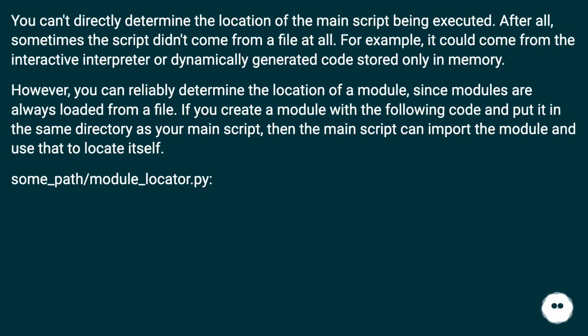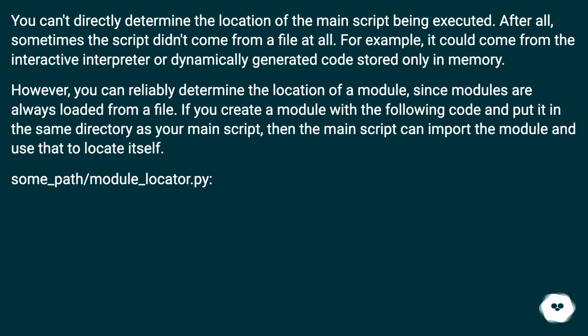You can't directly determine the location of the main script being executed. After all, sometimes the script didn't come from a file at all. For example, it could come from the interactive interpreter or dynamically generated code stored only in memory. However, you can reliably determine the location of a module, since modules are always loaded from a file.